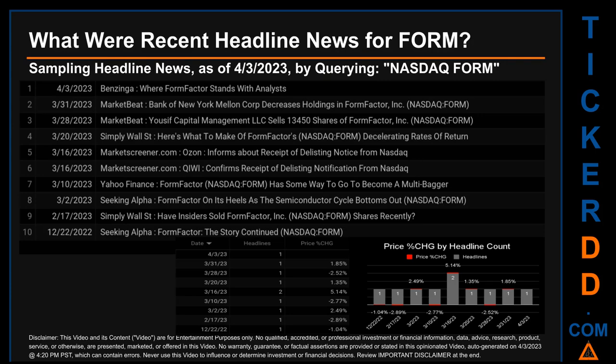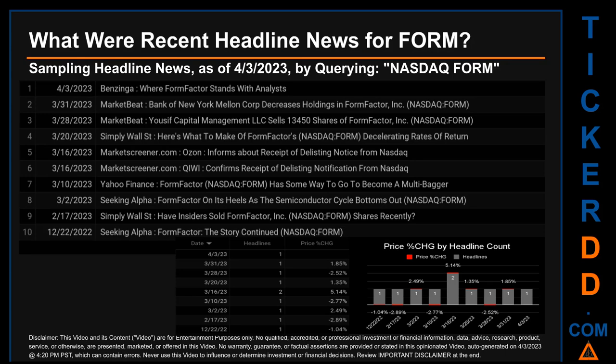The latest publication was actually today, Monday, April 3, 2023, when Benzinga published the headline that read, "Where Form Factor Stands with Analysts." The oldest publication was on Thursday, December 22, 2022, when, 4 months and 12 days ago, Seeking Alpha published the headline that read, "Form Factor, the story continued."